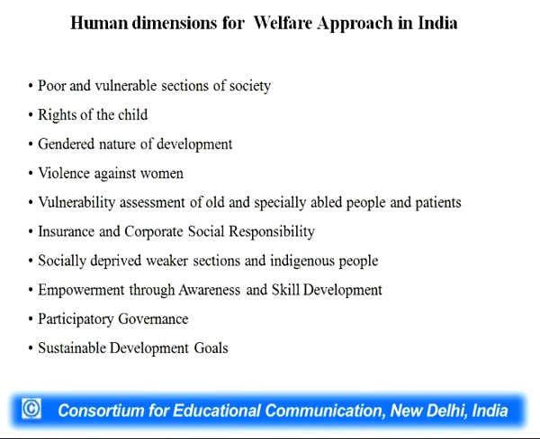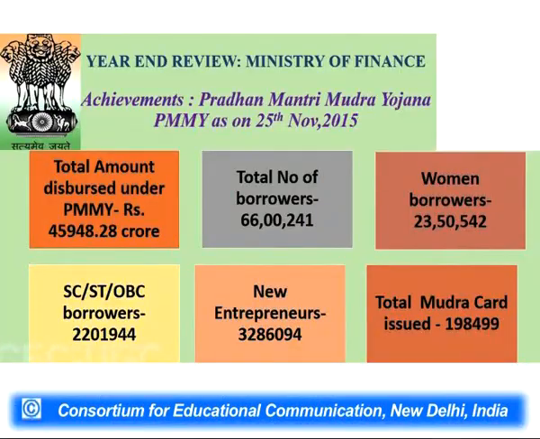Various human dimensions for the welfare approach, here I would like to summarize in this context. Poor and vulnerable sections of society were focused on: rights of the child, violence against women, gender nature of development, vulnerability assessment, socially deprived weaker sections were selected, and finally sustainable development goals. Now you can see here, through the Pradhan Mantri Mudra Yojana, so much disbursement was made and a large number of entrepreneurs benefited, SC, ST and OBC. Jan Dhan Yojana, Digital India, these are some of the programs.